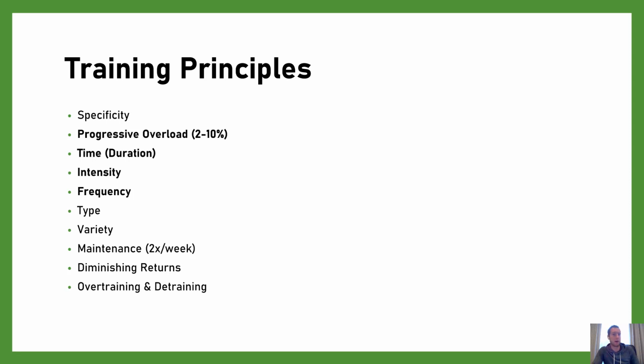Overtraining and detraining. Overtraining is simply an unhealthy breakdown of the immune system. So it's basically when you don't follow this 2 to 10% rule, you are at risk of overtraining, and what that can do is lots of things.